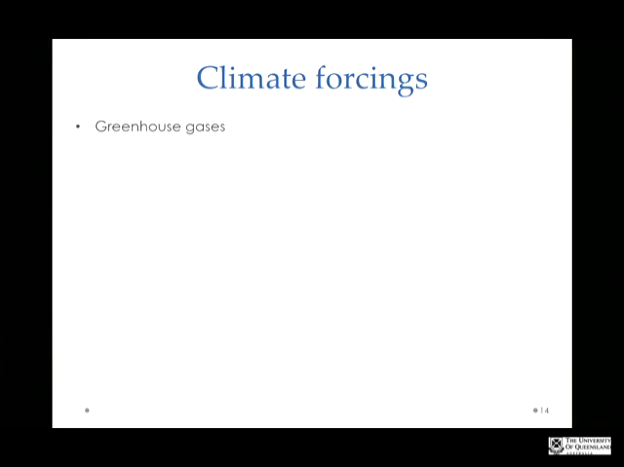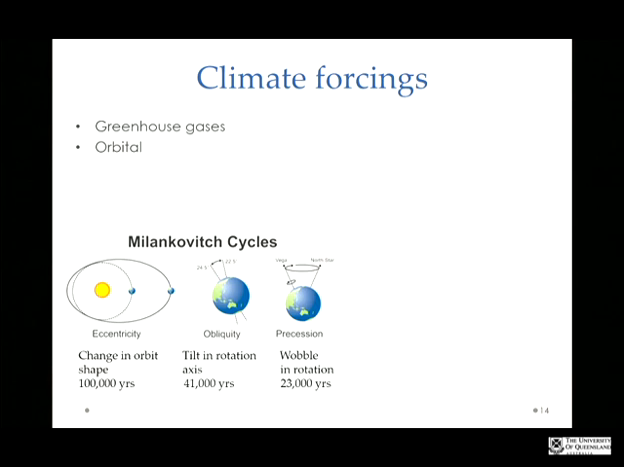All right, so climate forcing. So we have greenhouse gases, which we all know about, a whole variety of them. We also have orbital forcings. If you remember these from lecture 2, they were changes in the Earth's orbit, which is this first one. So it doesn't orbit circularly, it orbits in an egg shape, an ellipse shape. And that's a long-term change, roughly 100,000 years.